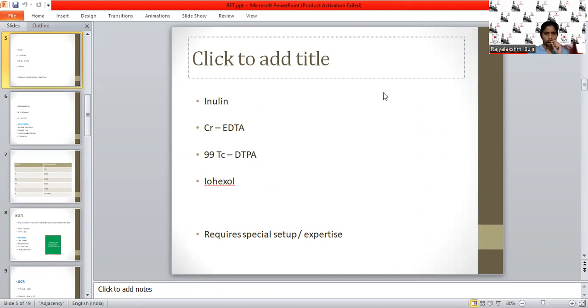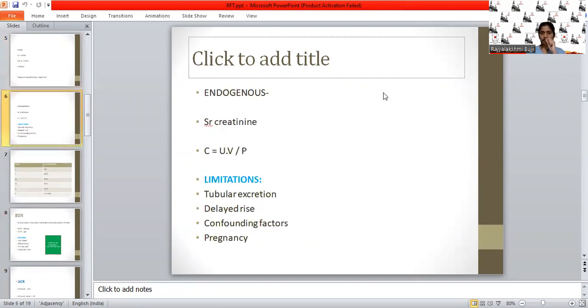So to simplify, we can use serum creatinine or creatinine clearance. Creatinine clearance is urinary concentration of creatinine into urinary flow rate divided by the plasma concentration of creatinine. But the problem with creatinine is it has been associated with many limitations. It can be secreted from the tubules, which can cause a falsely high level of creatinine clearance.